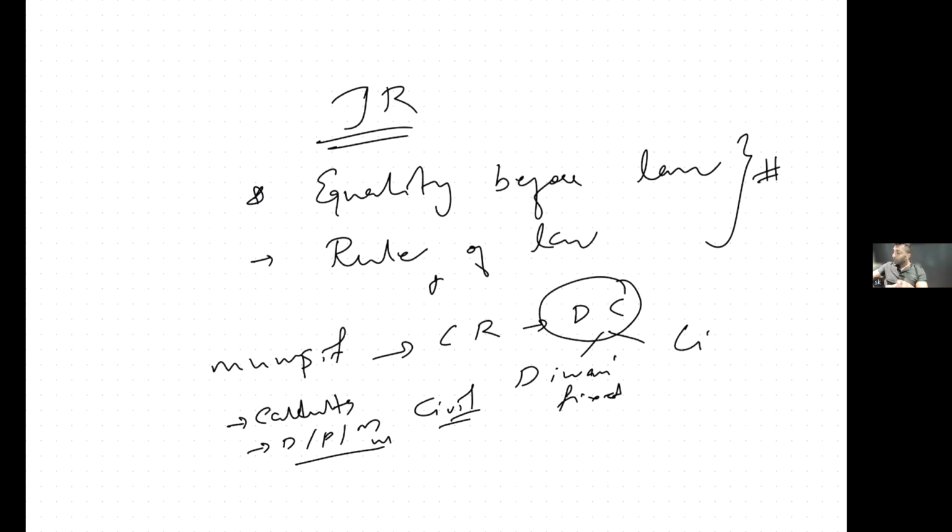Circuit courts. Excuse me for this handwriting. This is the only way in which you can write. So circuit courts, and then this is for the criminal cases. Okay, and these are moving courts.